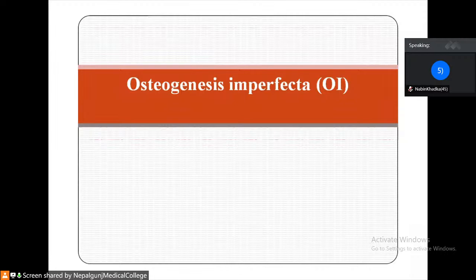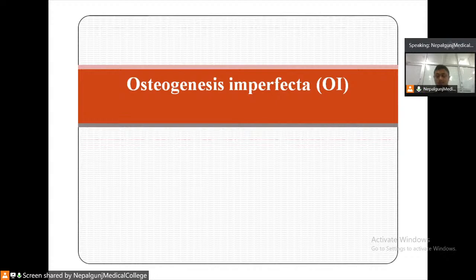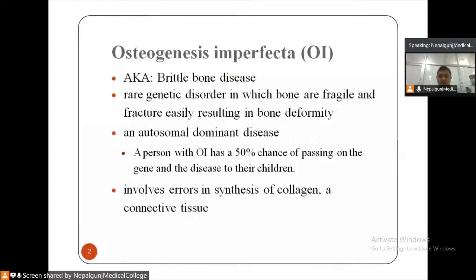So the final topic for today's class is osteogenesis imperfecta. Osteogenesis imperfecta is also known as brittle bone disease, so that is a synonym for this disease. It can be asked in MCQs.